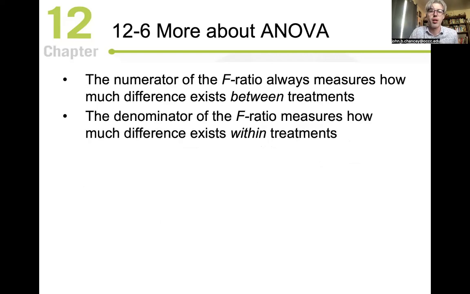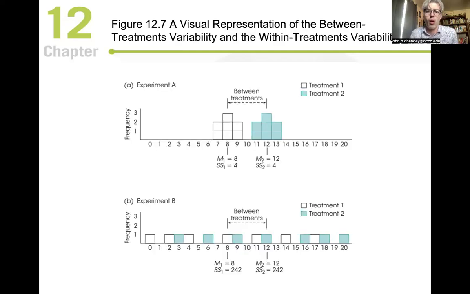There you go. All right, so more about ANOVA. The numerator of the F ratio always measures how much difference exists between treatments, and the denominator measures the difference within treatment. So that's again kind of conceptually what we're working with. And here's just kind of a visualization. We can compare experiment A, experiment B. Here we can see there's a clear difference between our treatments. Maybe not so much here. We definitely see less variation over here, more variation over here.